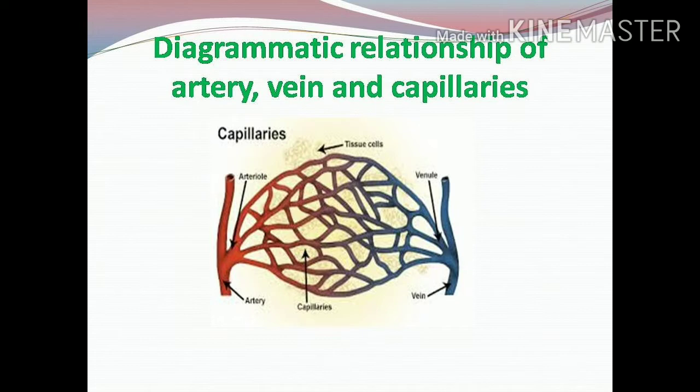Here, an artery divides to form arterioles. So, capillaries are nothing but the fine tube-like structures formed when an arteriole divides. When it contains oxygenated blood, it is called an arterial capillary. If it contains deoxygenated blood, it is called a venous capillary.